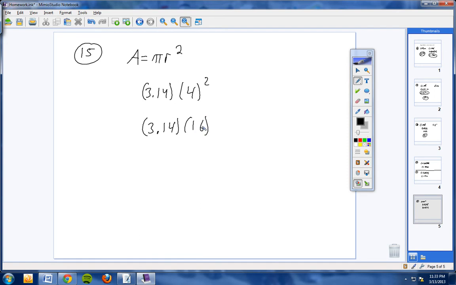And your answer should be 50. I believe they want us to round to the nearest whole number. So if you round to the nearest whole number, you'll get 50 square feet. Now we do say square feet because now we're dealing with area.